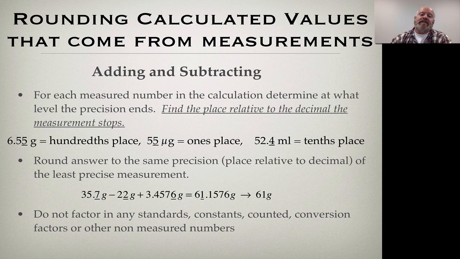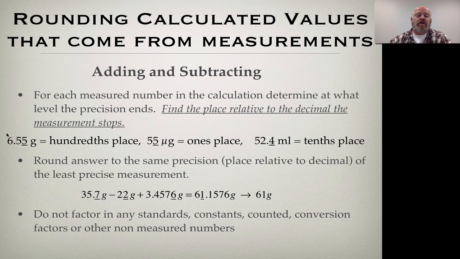Now we're switching over to adding and subtracting. When that happens, you take your measured numbers from the calculation and determine at what level the precision ends. We are not counting significant figures here. I'm going to say that again: we are not counting significant figures here. You're going to find the place, relative to the decimal, where the measurement stops. So here we're looking for a location, not a number.